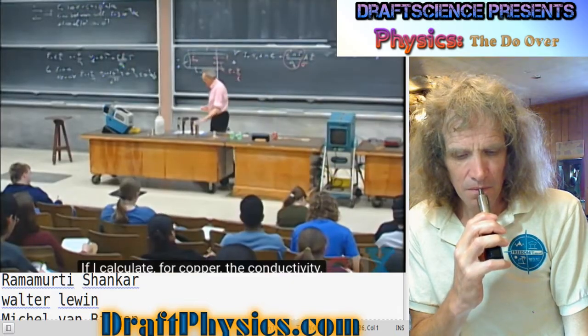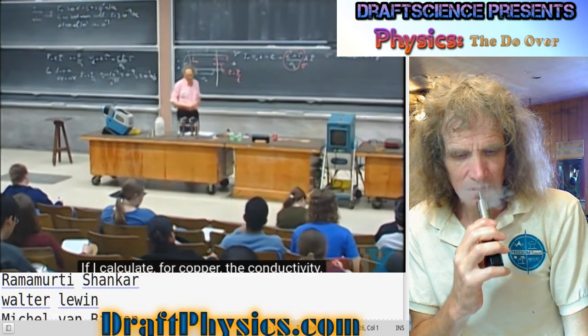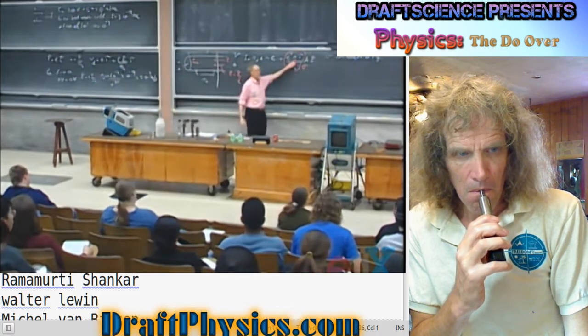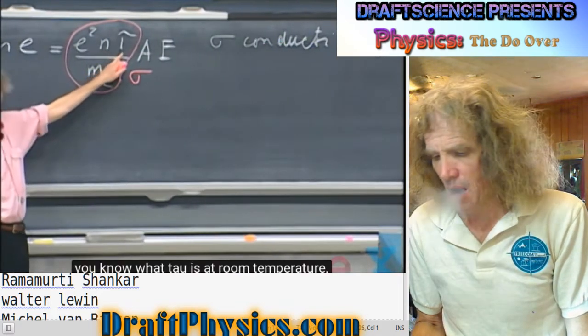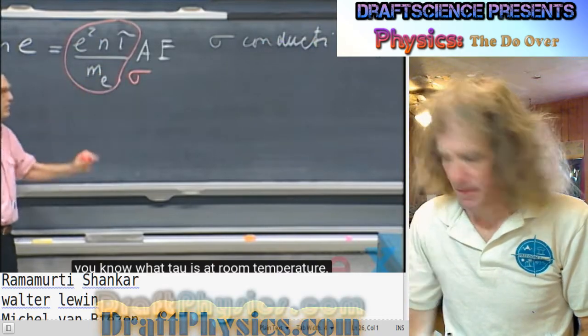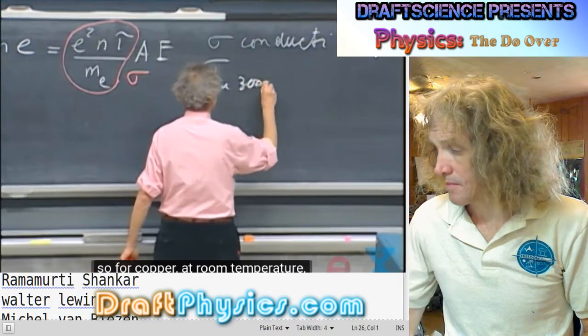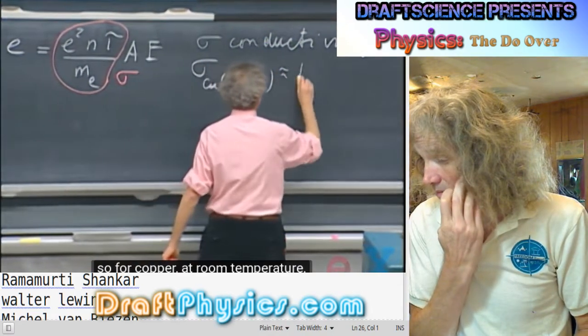If I calculate for copper the conductivity at room temperature, that's very easy, because I've given you what N is. On the backboard here, 10 to the 29. You know what tau is at room temperature, 3 times 10 to the minus 14. So for copper, at room temperature, you'll find about 10 to the 8th.